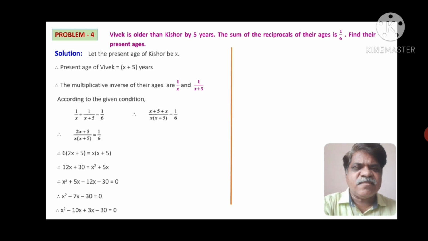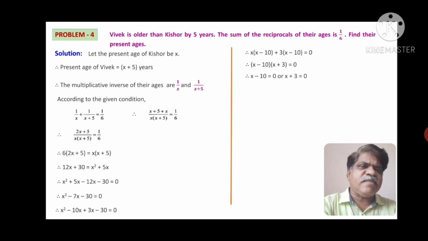Therefore, x square minus 10x plus 3x minus 30 is equal to 0. In the first two terms, x is common, that is taken out. x into bracket x minus 10, plus 3 in the third and fourth terms, you are getting x minus 10 in the bracket. So here x minus 10 is common, that is taken in the first bracket. What is left in the second bracket is x plus 3 is equal to 0. Therefore, we can write that x minus 10 is equal to 0 or x plus 3 is equal to 0.